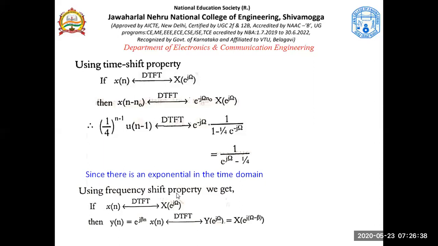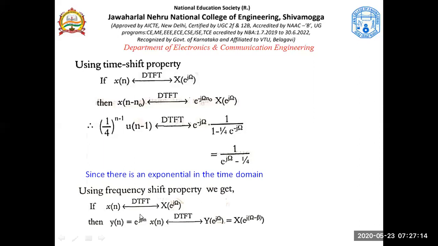See, if there is a shift in the frequency, it is in the frequency domain. In the frequency domain, you have omega as the frequency, and that frequency is being shifted by minus beta. So this has to be reflected in time domain by associating an exponential here. If it is a time shift, there is an exponential in frequency domain. If this is frequency shift, then there is an exponential in time domain.